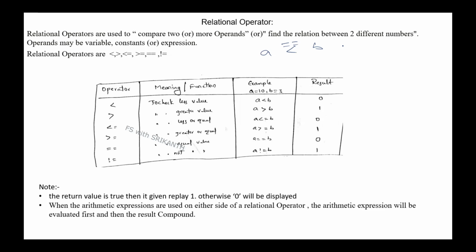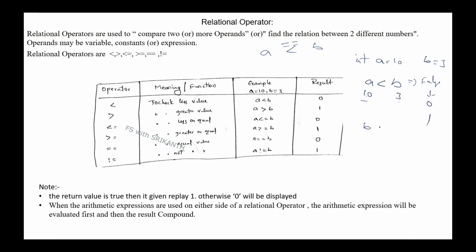So just observe, there is int A equal 10, B equal 3. When we are comparing A less than B, A value is 10, B value is 3. Just observe this condition. What we are saying, A is smaller than B, but actually B is bigger, right or not? So this condition is false. If the condition is false, it replies 0. If the condition is true, it replies 1.